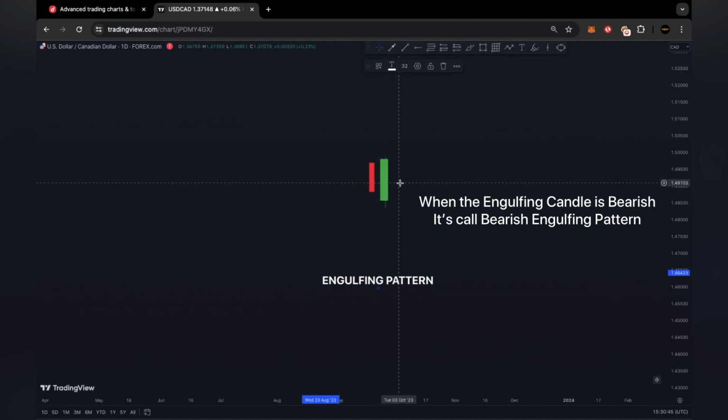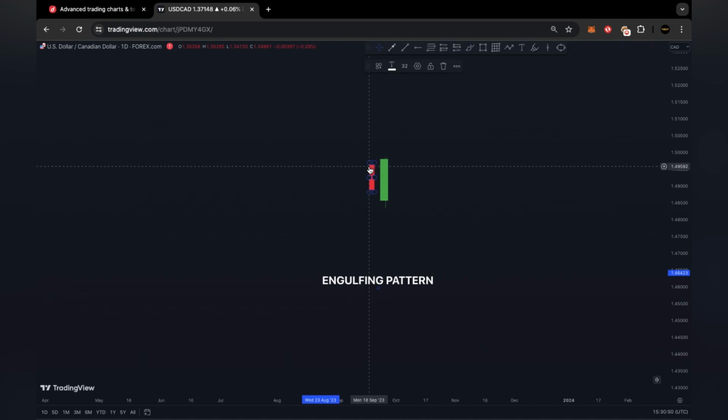Now our focus is going to be on the candle that engulfs. The previous candle, whatever it is, doesn't matter to us, even if it's a bearish candle or a bullish candle. But the candle that engulfs, if it's a bearish candle, then it is a bearish engulfing pattern. And if it is a bullish candle, it's a bullish engulfing pattern.